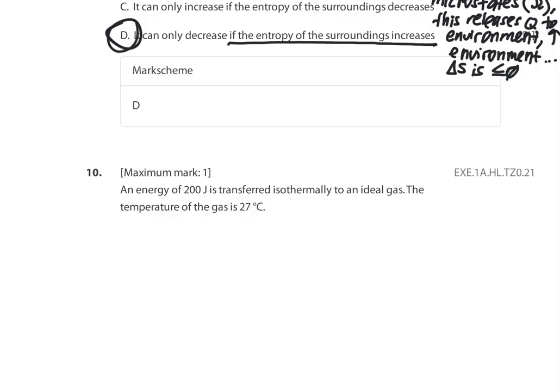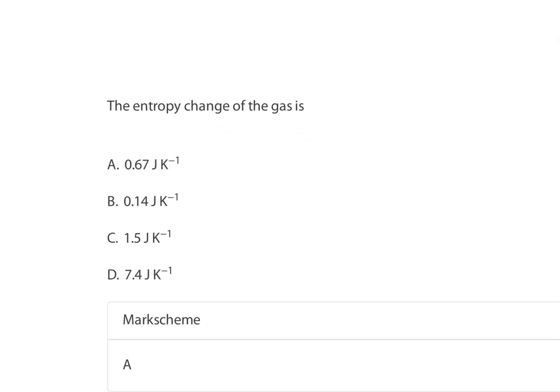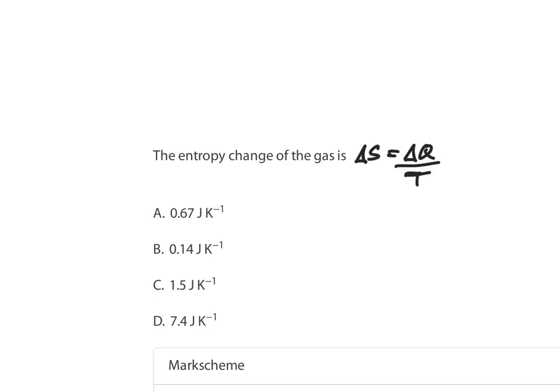Okay, so number 10, 200 joules transferred isothermally to an ideal gas. So the temperature is 27 degrees Celsius and it stays that way. And it says, what is the entropy change of the gas? Okay. Well, there's your formula for entropy change. It is delta Q over T. Well, we know the delta Q. It's 200 joules.